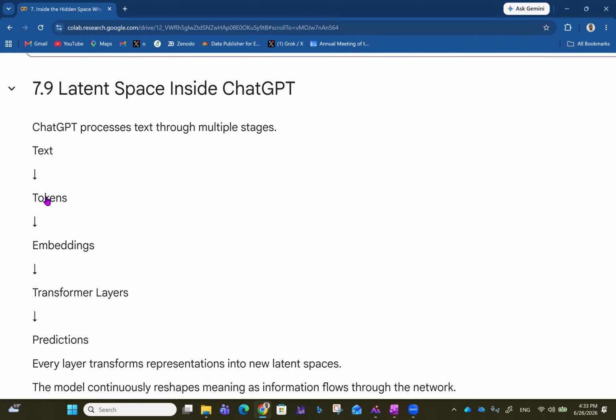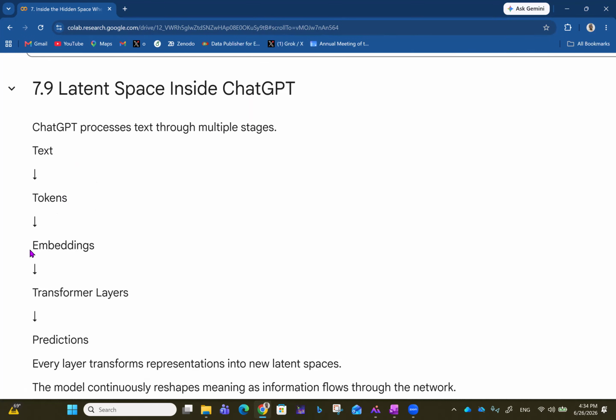So let's talk about latent space inside ChatGPT. ChatGPT processes text through multiple stages. You input your text, I mean your query, and then that query is broken down into tokens. That's maybe letters or characters or even full words, depending on the context. The process of converting text into tokens is what you call tokenization. And then from tokens, you have embeddings. The process of assigning vectors to each token is what you call embedding.